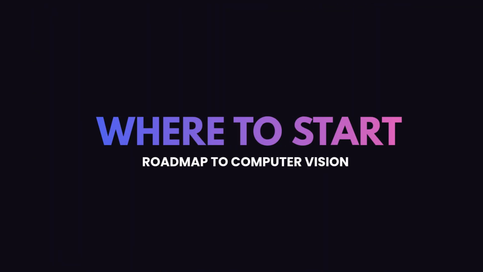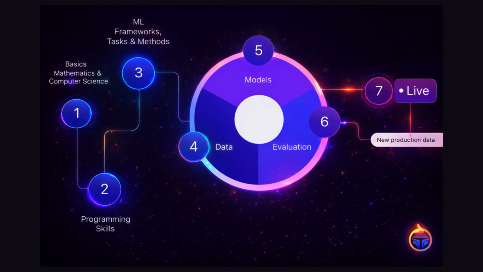So, if you are wondering where to actually start in computer vision, here is the roadmap you should follow. Step 1, Basic Mathematics and Computer Science. You need the foundation in linear algebra, probability, and basic algorithms. This is not negotiable because mathematics is very important in AI. Second step is programming skills. Focus on Python, learn libraries like NumPy, OpenCV, and basic data handling.